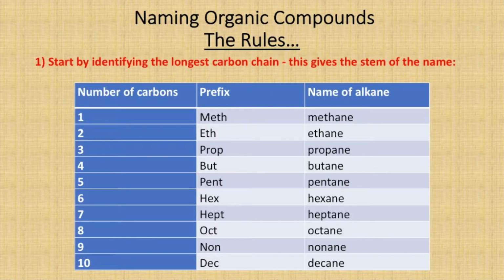So let's get into the rules about how we actually name these. The first thing we have to do is identify the longest carbon chain, and that gives us the stem of the name, so what the name will be based around. So you have to look at the structure and identify the longest carbon chain, and if that carbon chain had 4 carbons in it, then we would start with but-, which would of course come from the alkane butane. So that's where we're going to start.